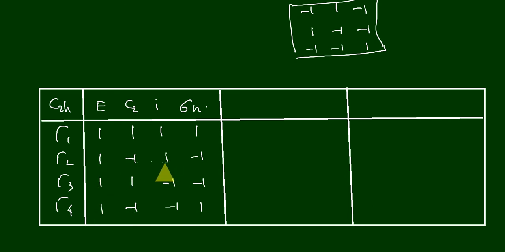Now you can add the characters in the second, third and fourth. You can see that this is 0. Sum of the characters is equal to 0 here. Sum of the characters here is 0. Sum of the characters here is also 0. But that is not applicable for the first one.